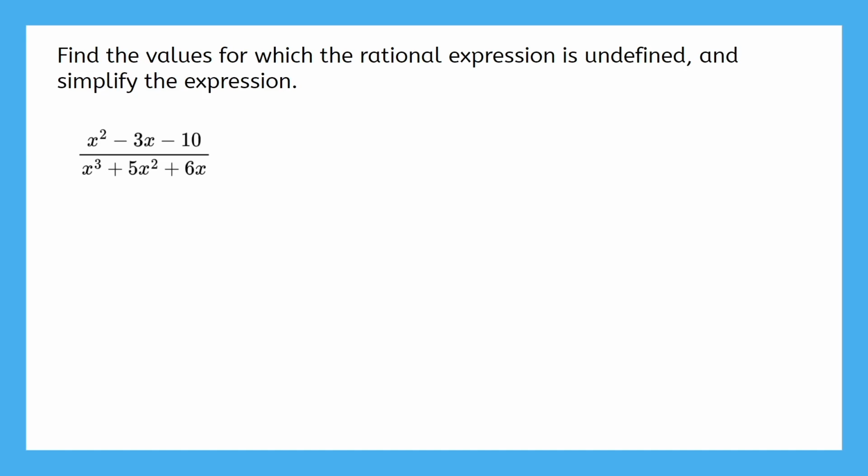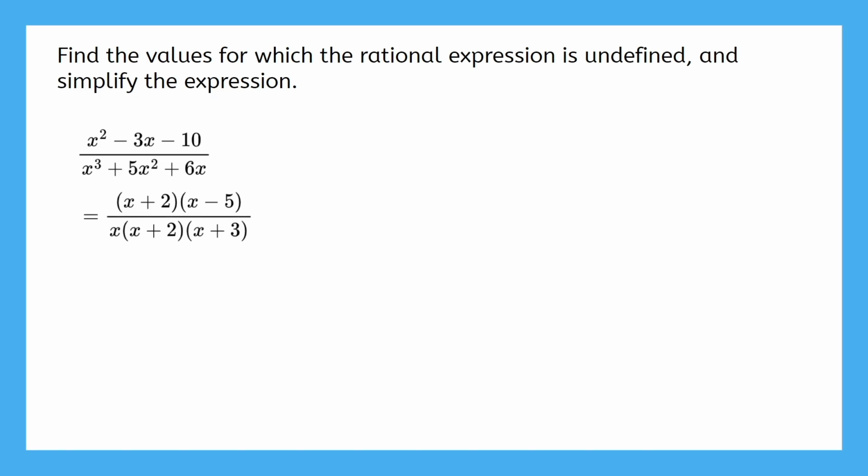We factor the numerator by finding two numbers that multiply to be negative 10 and add to equal negative 3. Negative 5 and 2 fulfill those requirements. So we use those numbers to factor. Now let's factor the denominator. We can factor x out of all three of the terms. From there, we figure out what two numbers multiply to be 6 and add to be 5. Those numbers are 2 and 3. So this gives us our factored denominator.